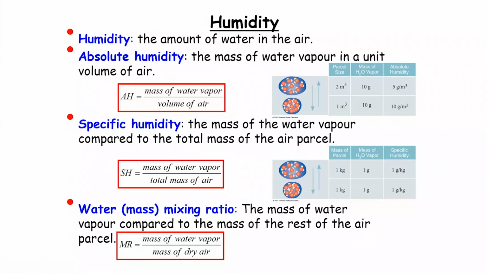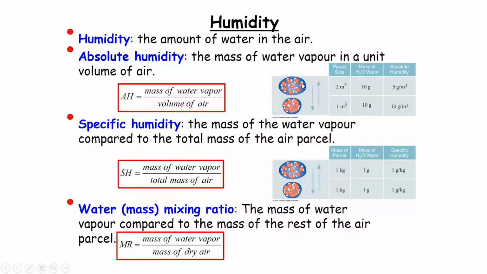Absolute humidity has dimensions; it is nothing but vapor density. So this is one pocket, its volume is 2 meter cube, and the mass of vapor in this pocket is 10 grams. Therefore the absolute humidity is 5 gram per meter cube.